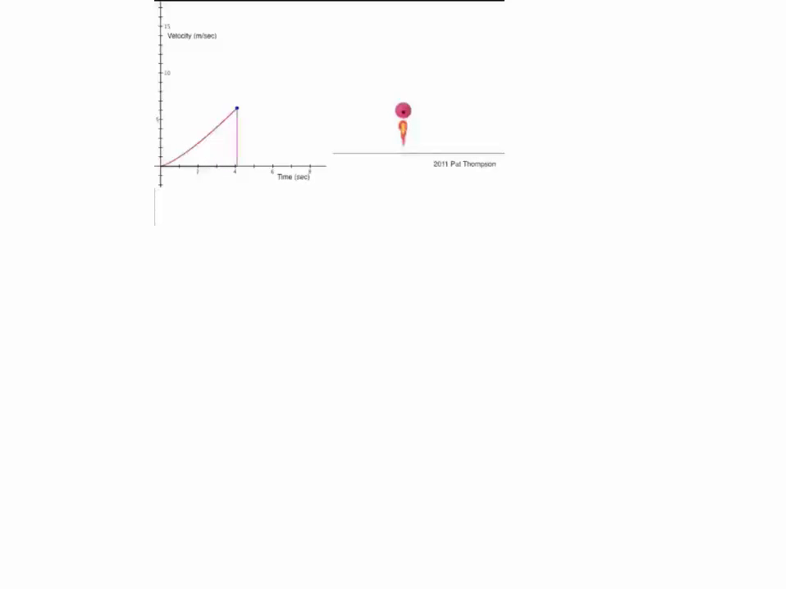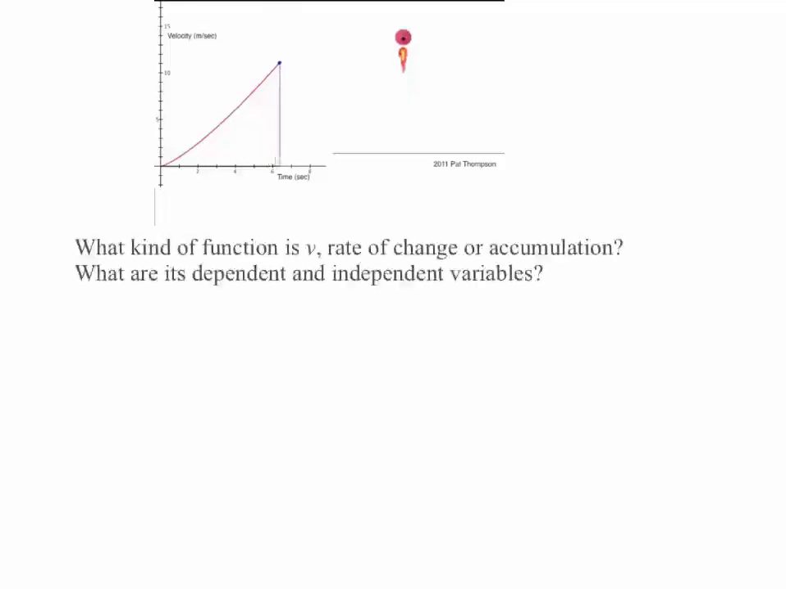So I have some questions for you so we get oriented correctly here, okay? This function over here on the right is v. Is it a rate of change or an accumulation function? What are its dependent and independent variables? Talk for 30 seconds. Go. What kind of function is v?